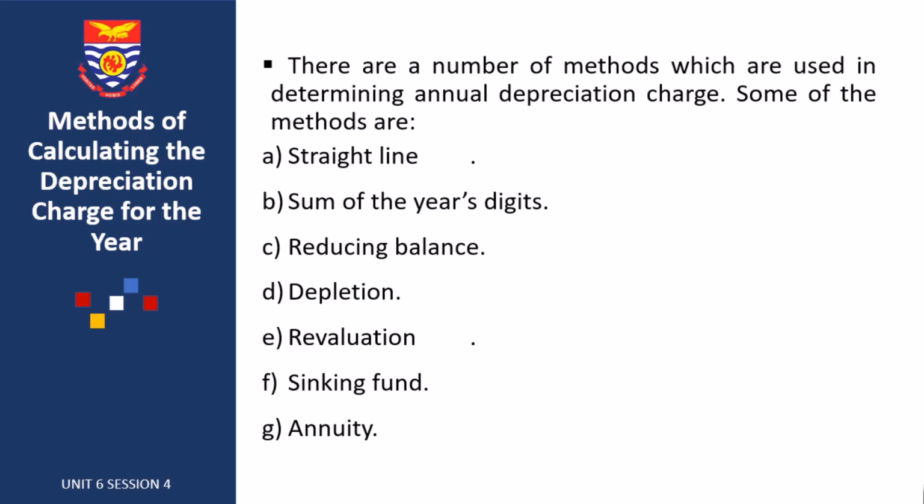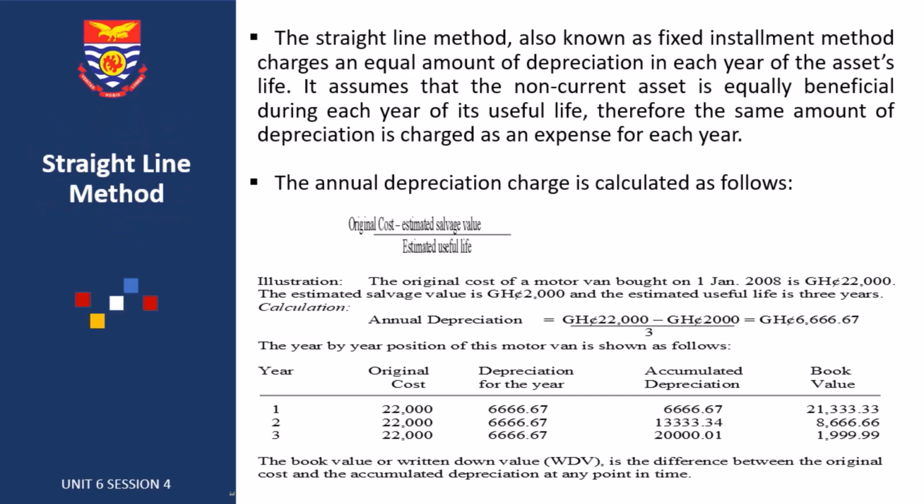There are a number of methods which are used in determining the annual depreciation charge. Some of the methods include the straight line method, the sum of the years digits method, reducing balance method, depletion method, revaluation method, sinking fund method, and annuity method. Let's look at the straight line method.